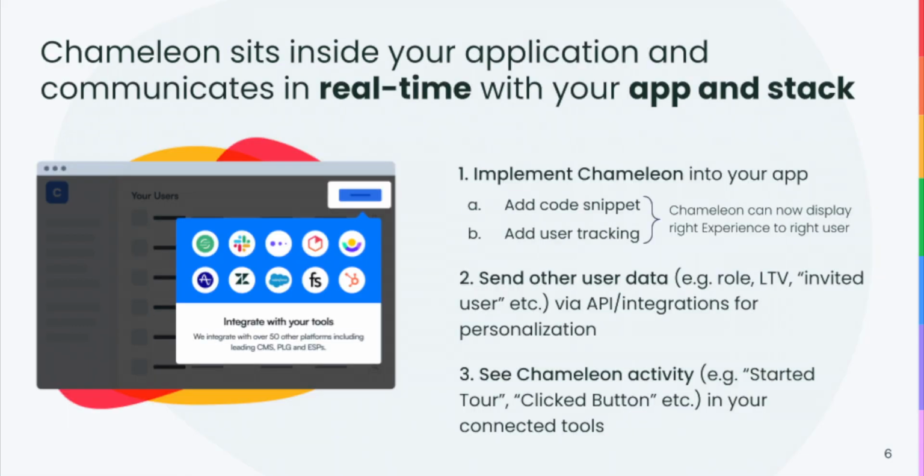Implementing Chameleon into your app is quick and easy. All you need to do is add a JavaScript code snippet to your HTML and add a user tracking component, so Chameleon can start receiving a unique ID for every user that visits your page, and voila. Now you can show the right experience to the right user at the right time.